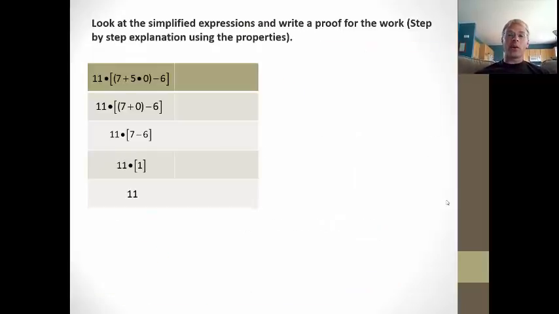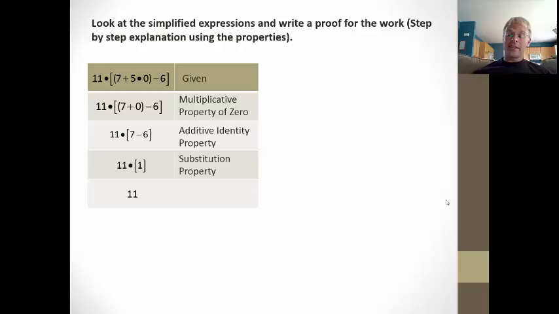Let's take a look at a couple more examples here. So again, the work is done for you there. We've done all the simplification. What we need to now do is go through the steps. Well, again, the first step is given. Then 5 times 0, multiplicative property of 0. 7 plus 0, additive identity property. 7 minus 6, that's the substitution property. And then 11 times 1 is our multiplicative identity property. Again, I went through that kind of fast. If you need to pause the video and rewind and look through it again and look at your notes from the previous part of this target to make sure you understand those properties, please do so.